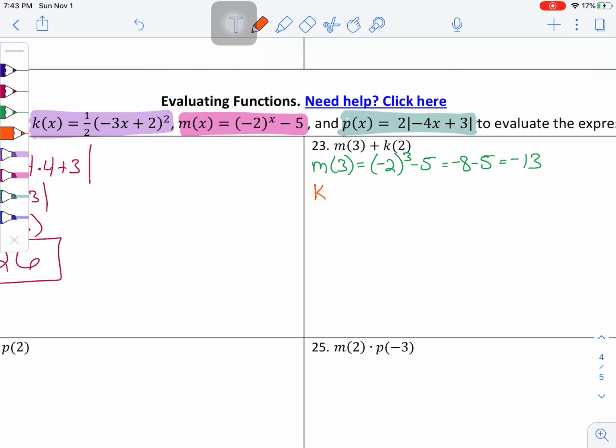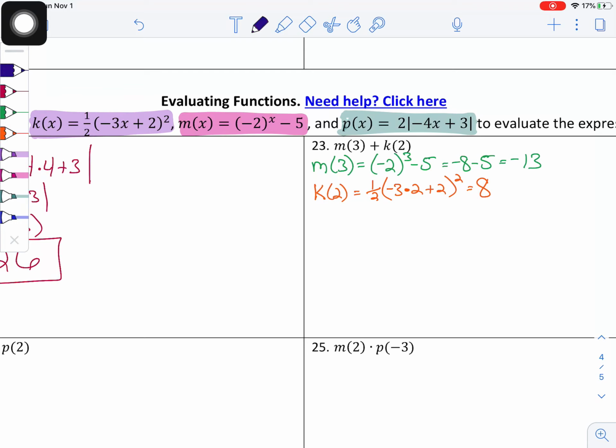Now, separately, I am going to figure out what k of 2 is equal to. So that means I'm going to use the k function, and where I have an x, I'm going to replace it with the number 2. So this would be 1/2 times, let's see, negative 3 times 2 plus 2 squared. All right. So -3, that's a times sign. So -3 times 2 is -6. -6 plus 2 is -4. -4 squared is going to be a +16. And half of 16 is 8. Feel free to use a calculator as needed.